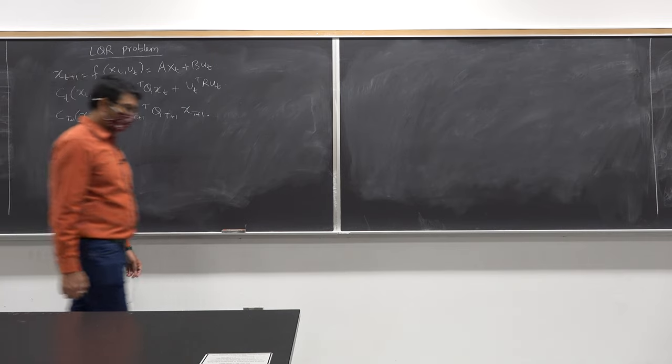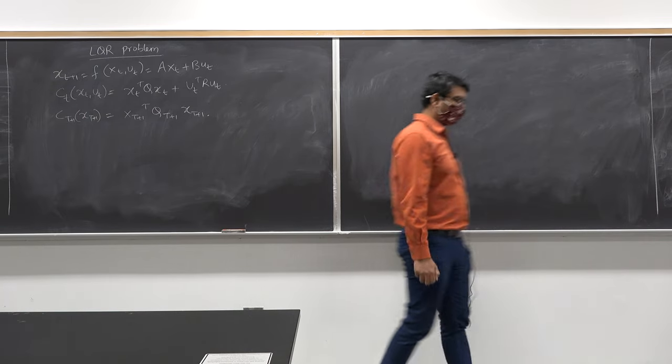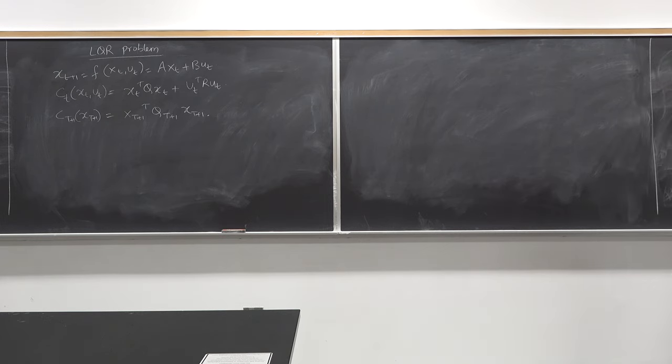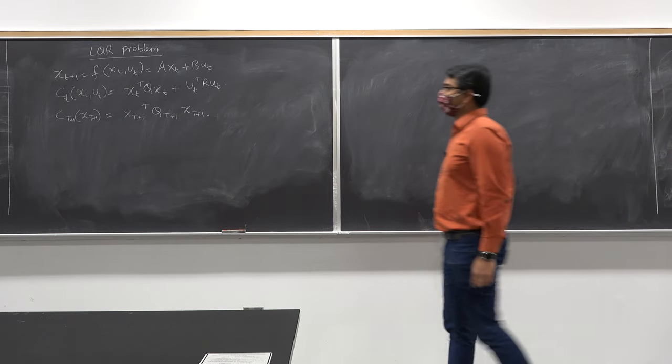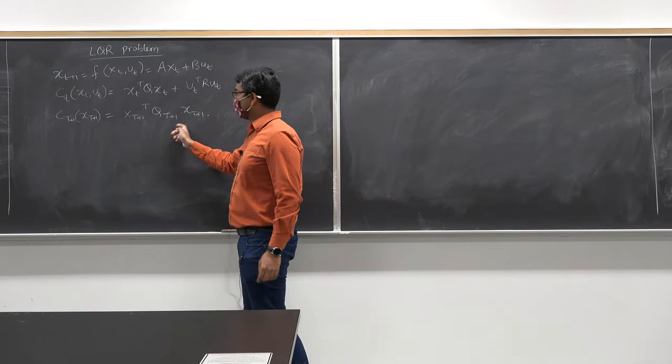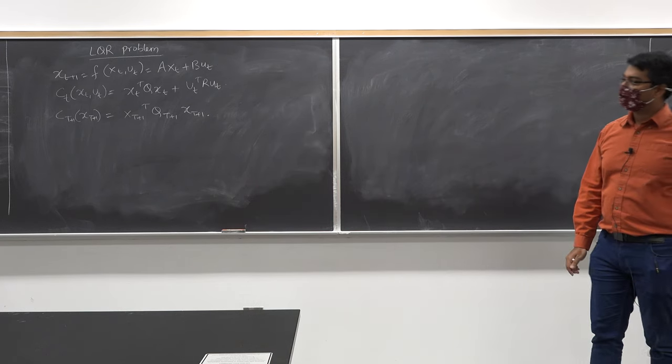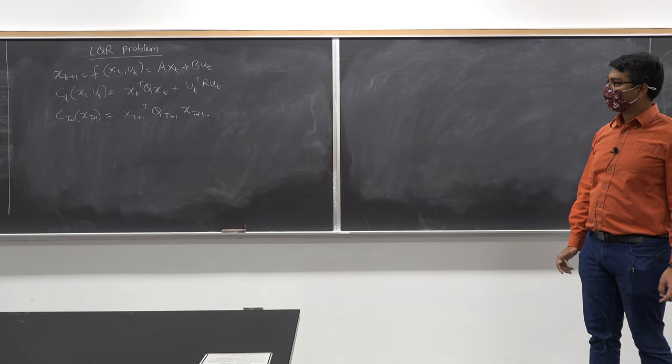Okay, so we have set up the dynamic problem. We have the state transition function, how the state evolves over time as a function of current state and the current action. And then we have a running cost, which tells you how much cost we are paying at every point of time as a function of the state and action. And then we have a terminal cost, which tells us what's the cost at the terminal time step as a function of state at the terminal time step.